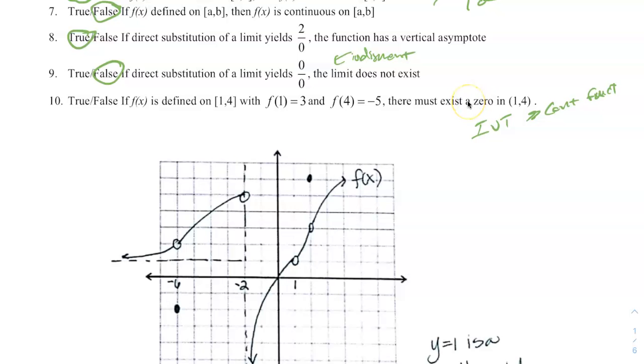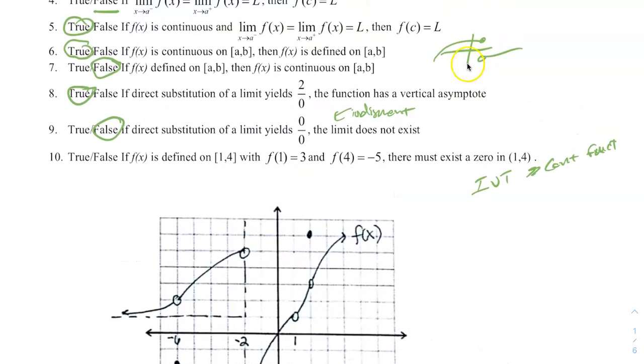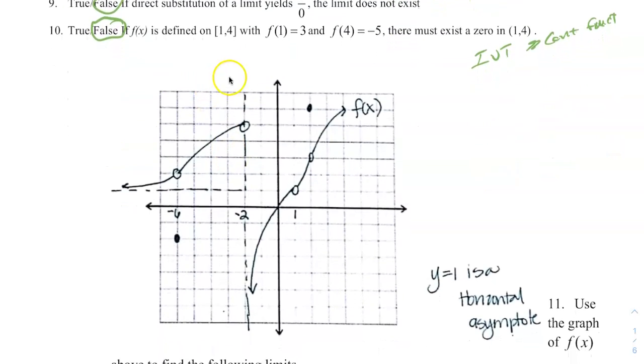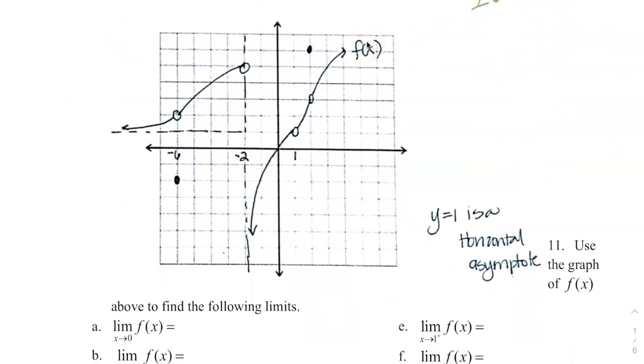So for all we know, this could be a jump. It could be the graph I did up there. So you don't actually cross the axis because it didn't say it's continuous. So that's why it's false. It's a tough one though, because you want to say true. I almost said true. And I was like, it didn't say continuous, so you can't just say true.